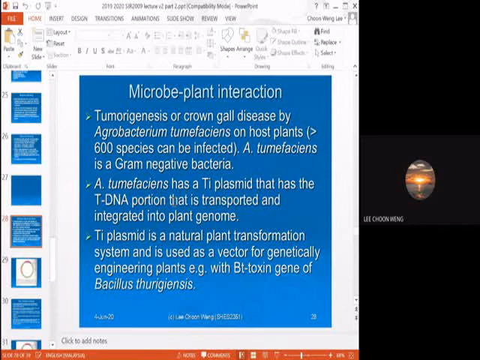We'll talk about two examples: one example of a microbe-plant interaction, and the other is a microbe-animal interaction. So the microbe-plant interaction is characteristic of a parasitic interaction, whereas the microbe-animal interaction is a symbiotic relationship.